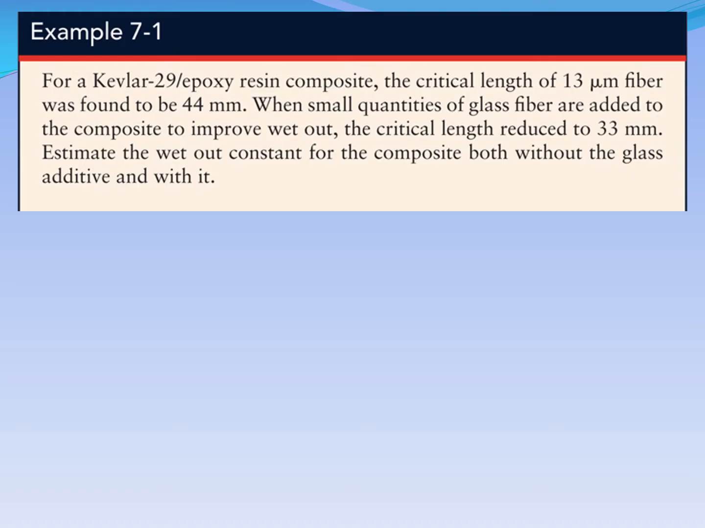Let us do a simple problem. For a Kevlar 29 epoxy resin composite, the critical length of a 13 micron fiber was found to be 44 millimeter, right? When small quantities of glass fiber are added to the composite to improve wet out, the critical length was reduced to 33 millimeter. Estimate the wet out constant for the composite both without the glass additive and with it.